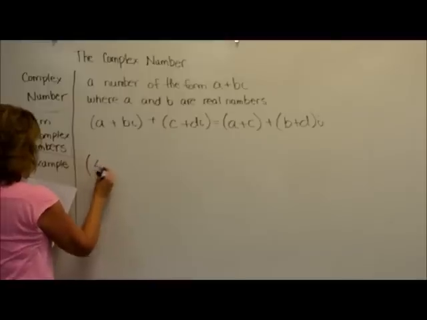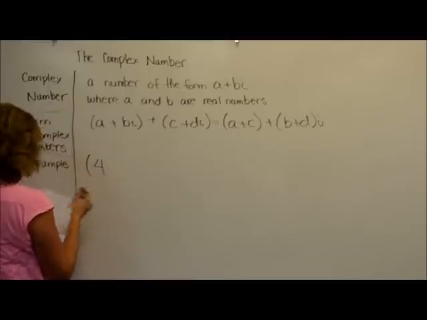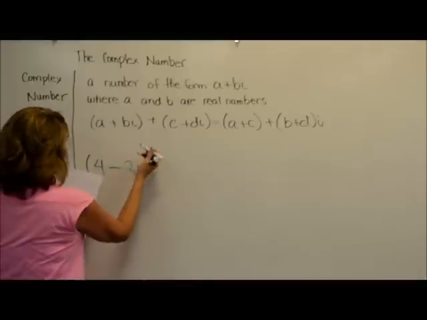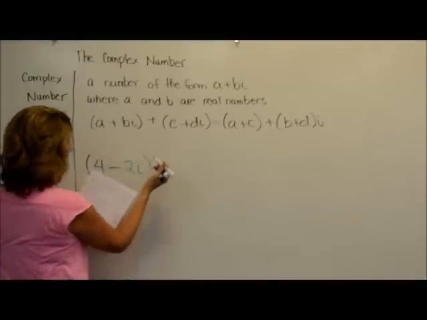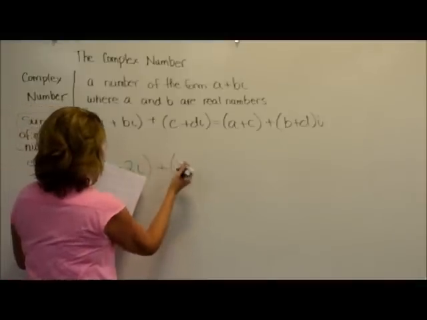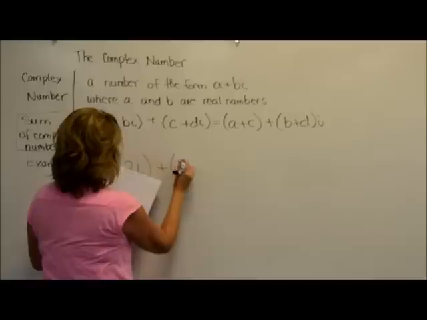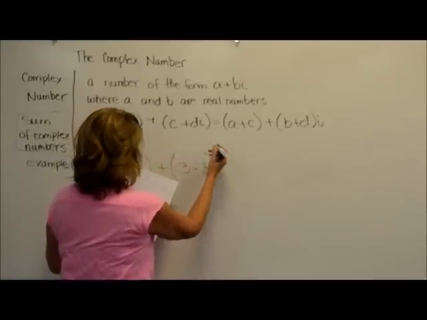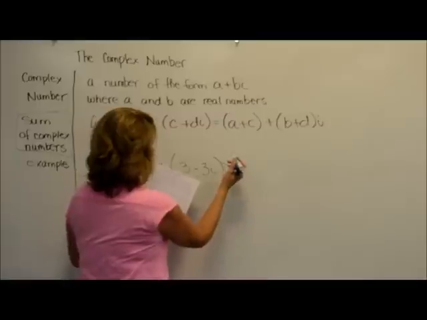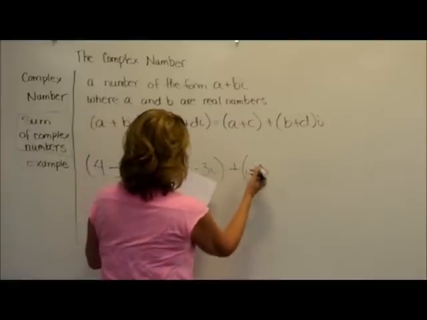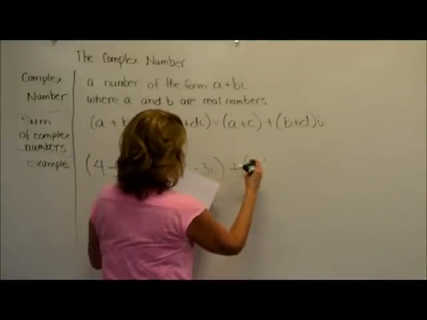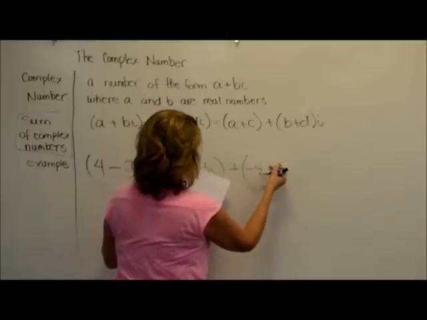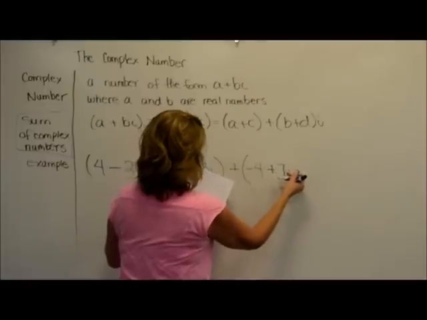So I have 4 minus 2i plus 3 minus 3i plus negative 4 plus 7i.